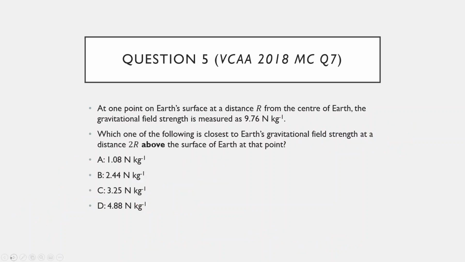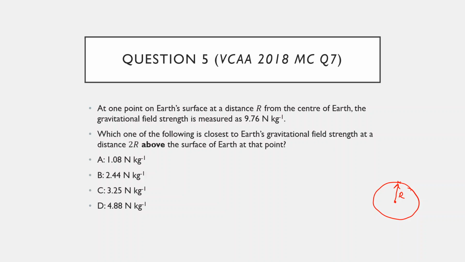This is from the 2018 VCAA exam. And again, they're just trying to trick you. So you really got to read the question. Make sure that you know whether it's talking about altitude or center of mass or what. So it says at one point on Earth's surface at a distance r from the center of the Earth. So let's draw a picture. It's r. The gravitational field strength is measured as 9.76. So that point there on the surface, 9.76.